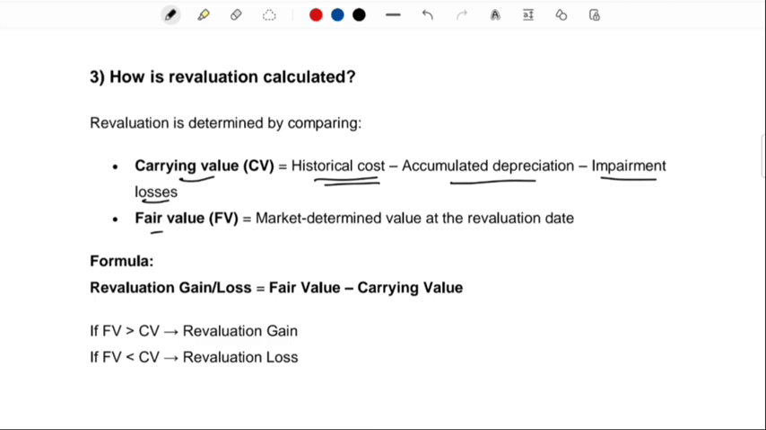All right. Fair value is simply the market determined value at the revaluation date. And you will compare these two figures. You will compare carrying value with the fair value. In order to calculate revaluation gain or loss, you will always take the fair value and deduct the carrying value from the fair value. If the fair value is higher than the carrying value, you have made a gain on revaluation. All right, but if the fair value is less than the carrying value, unfortunately you have made a revaluation loss. So we must remember it's all about comparing the two values and then determining if we have made a gain or if we have made a loss.